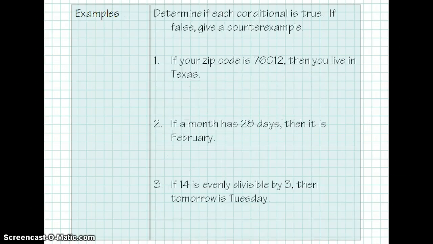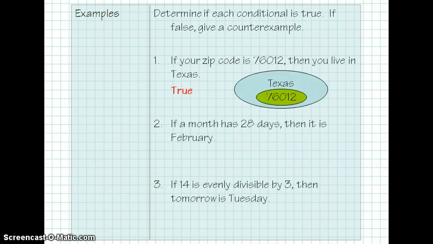Okay, so we're going to determine whether our conditionals are true or false. If your zip code is 76012, then you live in Texas. Well, in the U.S. zip code system, 76012 is only applied to Texas. In fact, it's for Arlington. So if you're in 76012, you're in the greater set that includes Texas, so that would be a true statement.